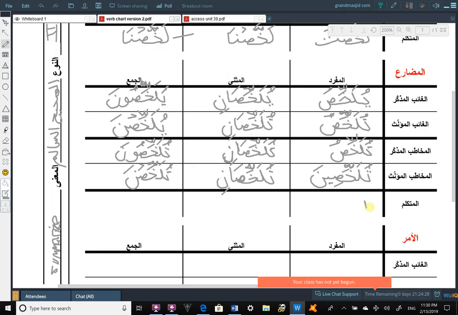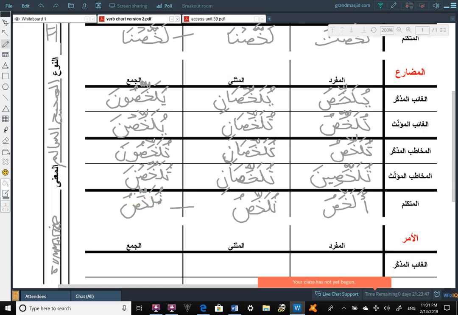Here we're going to add the present tense letter, the alif: ulakhisu, add the dhamma. And then nulakhisu, these two are the same. Nulakhisu.